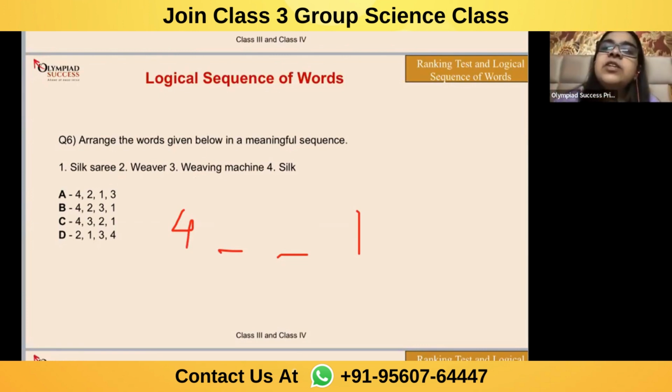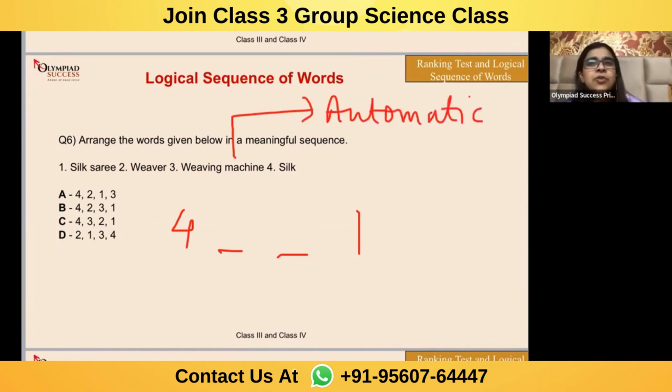Now you need to understand whether we'll put it in the machine first or in the weaver first. Any weaving machine, no matter if it is automatic, still needs some person to set a design into it so that it will automatically weave. We need a person to set the design in that machine, correct? So what will that person be called? That person will be called the weaver. The weaver will decide the design and the weaving machine will make the design. So the correct answer for this question is option B, not C.